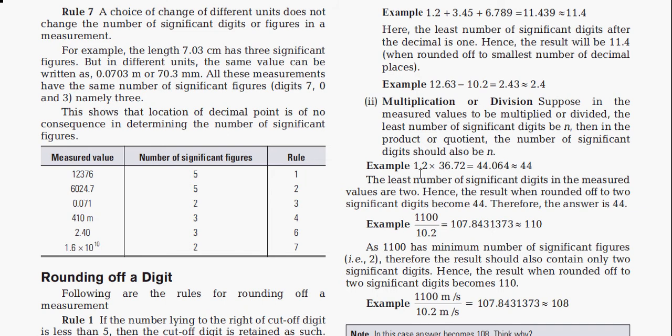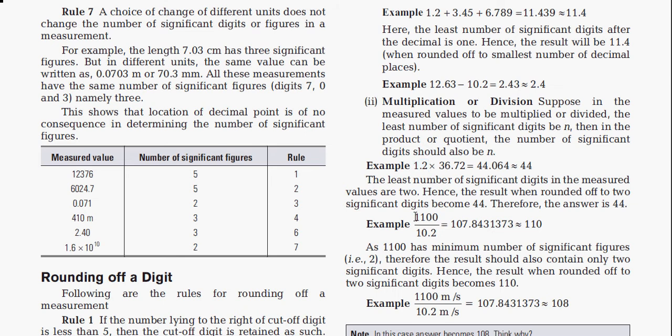Let's get a better idea with the example 1.2 times 36.72. We got the value 44.064, which is the overall value, but we have considered only 44. Why so? Because the least number of significant digits in the measured values is 2, since it is 1.2. Hence the result, when rounded off to 2 significant figures, becomes 44 only. Dear friend, don't be confused. Earlier, in addition or subtraction, we checked after the decimal point, but in this case we need to consider the significant figures only.